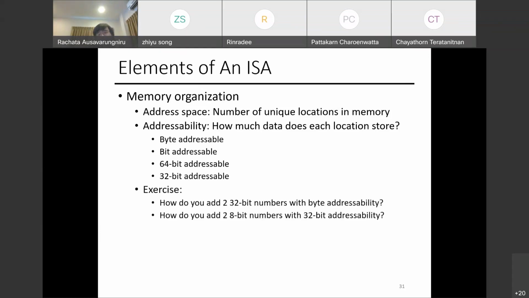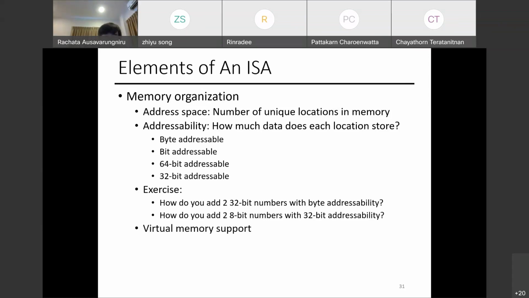So some quick exercise, don't have to do it now, but think about it. Let's say you have two 32-bit numbers. You want to add two 32-bit numbers together, but you only have byte addressability, meaning that you can only access each byte, not the entire 32 bits. The other exercise, what about two 8-bit numbers where you have 32-bit addressability? You can't get each of the 8 bits. You can only get the entire 32 bits.